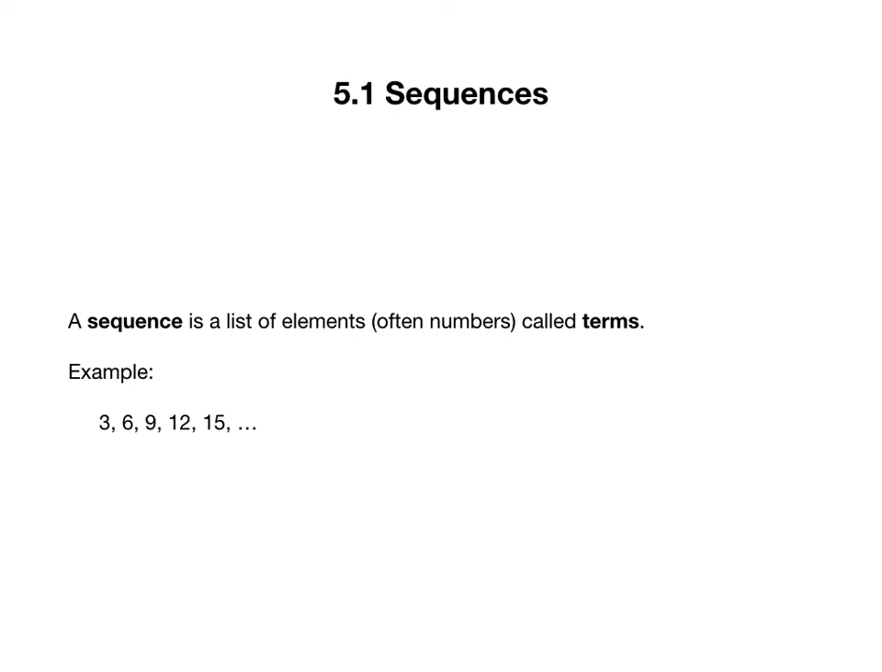In this video, we'll be looking at the topic of sequences, which is section 5.1 in your textbook. A sequence is a list of elements called terms. Now, often those elements are numbers. They don't have to be, but in many examples they will be. One example of a sequence is 3, 6, 9, 12, 15, etc.